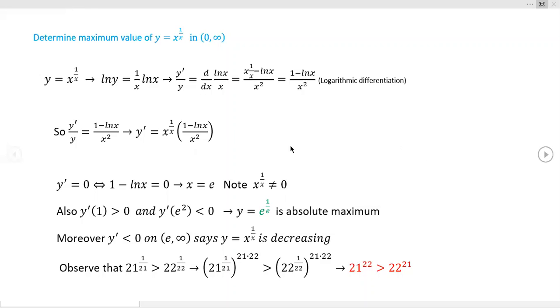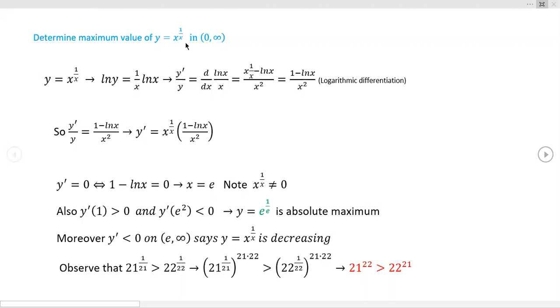Hey, there's an interesting function here that I would hardly have any idea about in terms of what it really looks like, that we're trying to determine the maximum value of. The function is x raised to its reciprocal, and it's x raised to the 1 over x, to be more specific. Now, we're going to only focus on the positive real numbers.